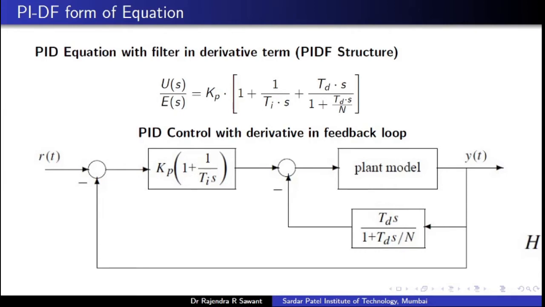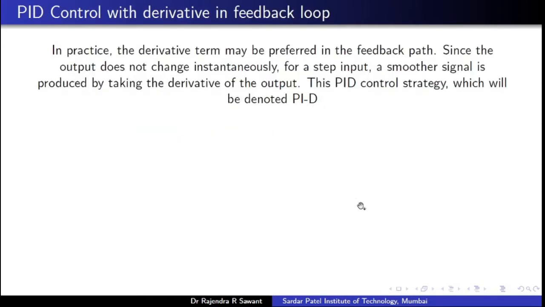So this is to reduce the noise amplification in the control system, or if there is a sudden change in the set input r(t), then there is a high frequency, so the derivative term will enhance that in the step input and will create unnecessary oscillations or instability in the system. So in practice the derivative term may be preferred in the feedback path.